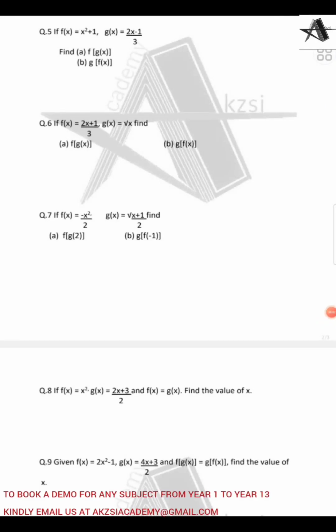Welcome everyone. Today we are doing functions and we have already done in part 1 a few of the questions till question number 4, and from question number 5 we'll be doing in this part.